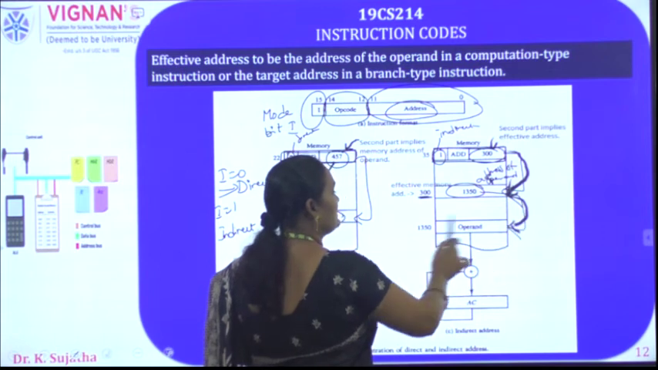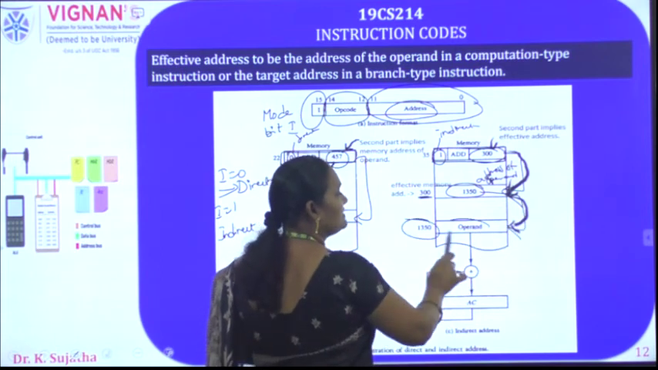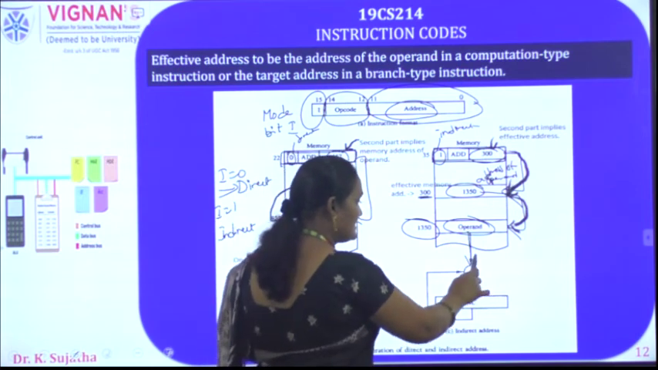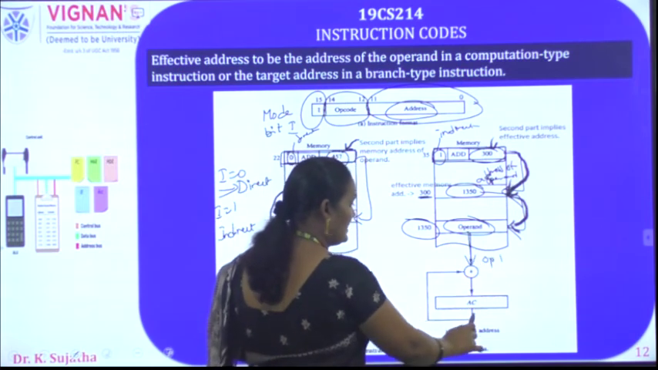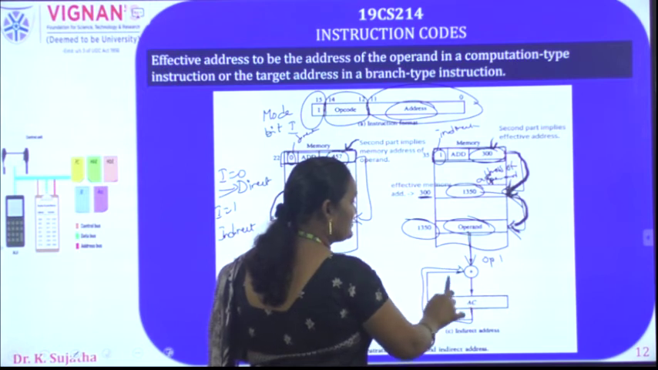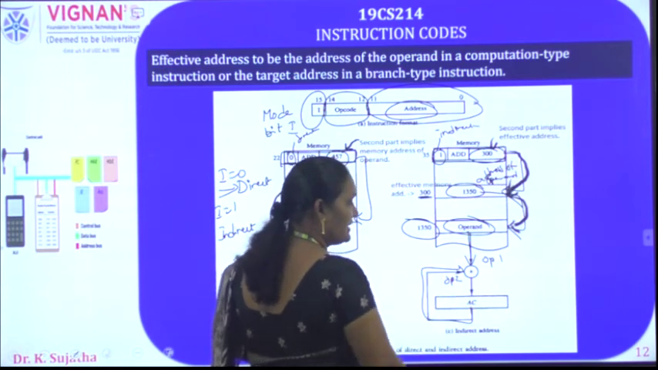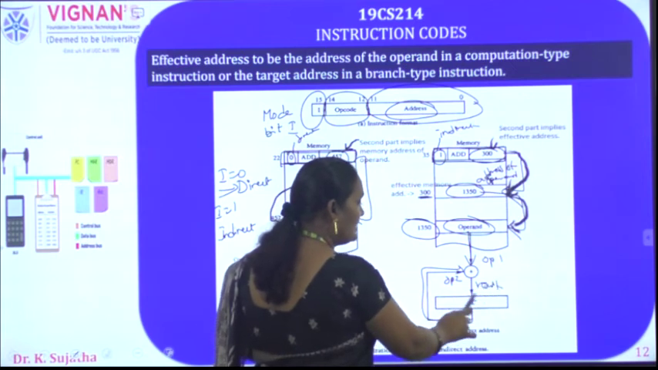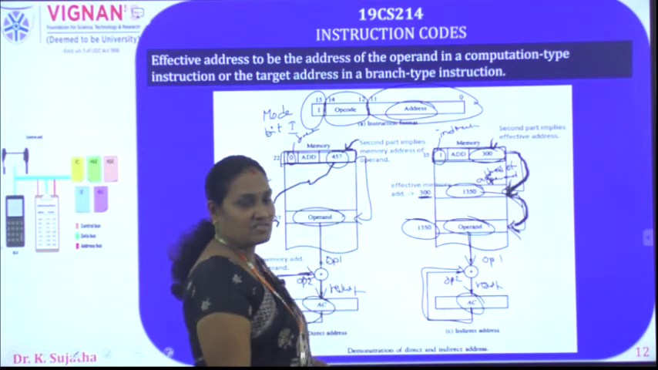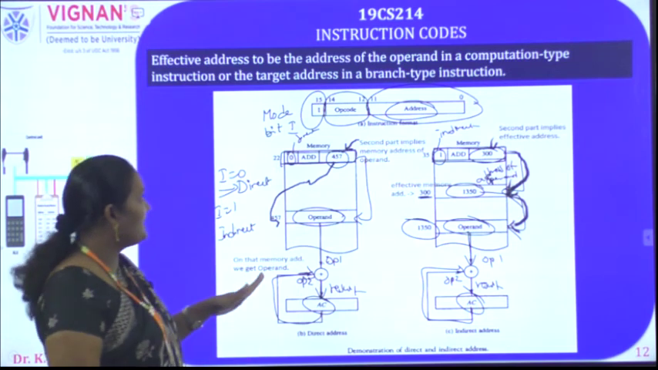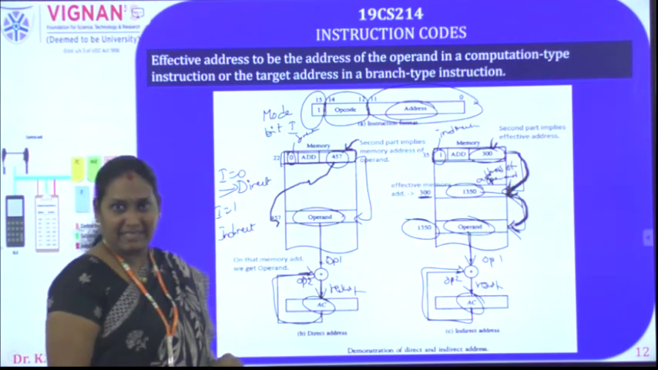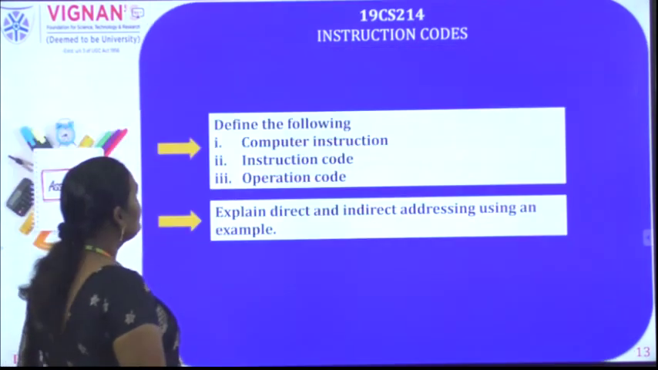If you go to this address, there you will find the operand. Now this operand is accessed, which is nothing but operand 1. The second operand is accessed from the accumulator, second operand 2. These two are added and the result is placed in the accumulator. So I hope that you all understood what is direct addressing and what is indirect addressing.